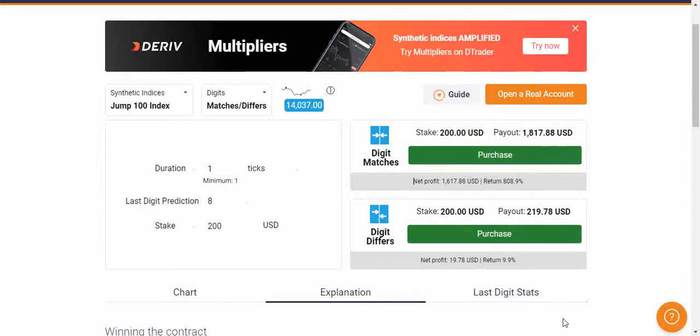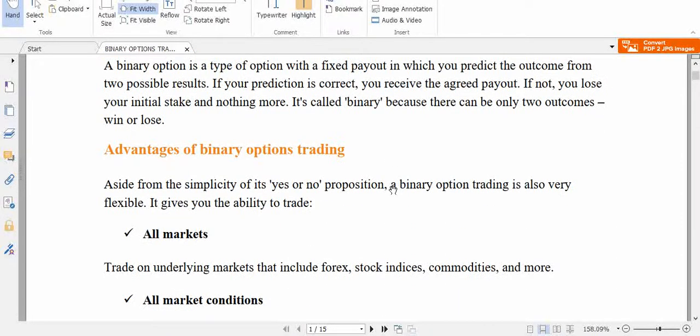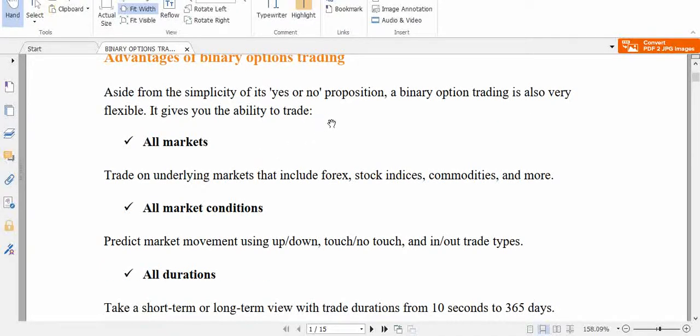Apart from that, I want you to know that there are advantages of binary options trading. Let me read this text. Aside from the simplicity of its yes or no proposition, binary option trading is also very flexible. It gives you the ability to trade all markets, the underlying markets that include forex, stock indices, commodities, and more.